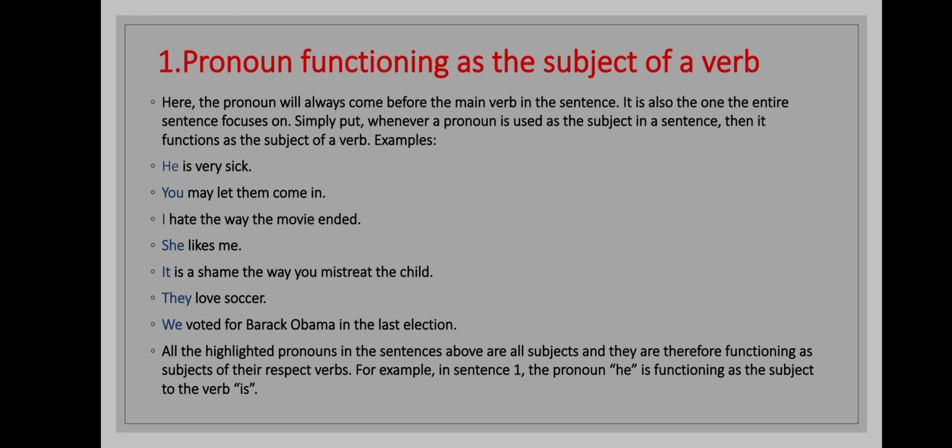Here, the pronoun will always come before the main verb in the sentence. How do we identify this first type of functioning? This pronoun functions before the main verb in the sentence. It is also the one the entire sentence focuses on. Simply put, when a pronoun is used as a subject in a sentence, then it functions as a subject of a verb. For example, "He is very sick."